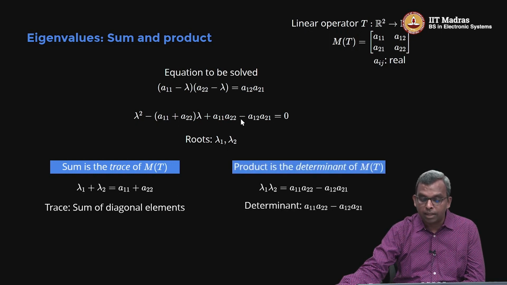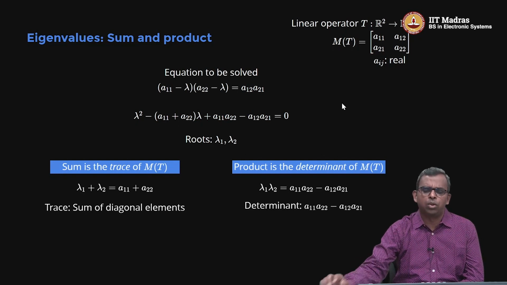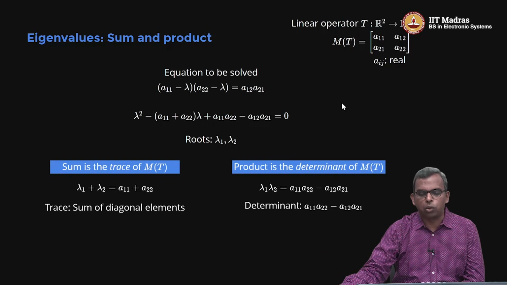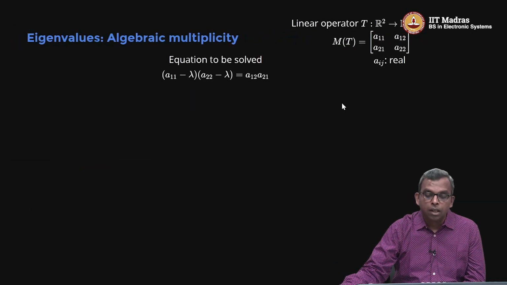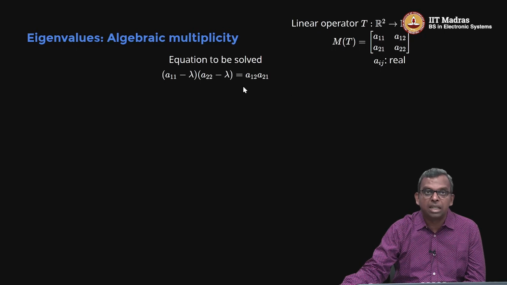Trace of a matrix is the sum of the diagonal elements, and that is equal to the sum of the eigenvalues. Likewise, the product of the two eigenvalues, just by this quadratic equation, is c by a, and that is just the determinant of the matrix M of t. So, product becomes the determinant, sum becomes the trace. This is a very important property of eigenvalues, and it extends to other cases also.